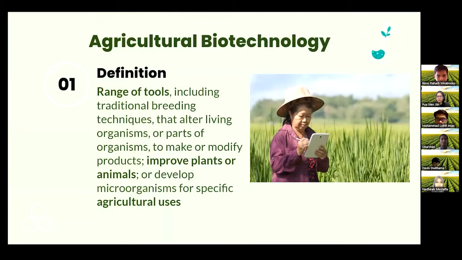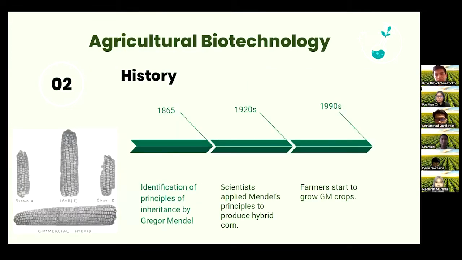Next, we're looking through the history of agri-biotech. Agriculture has been practiced for a long time. Over thousands of years, farmers practiced conventional breeding to improve crops by selecting desirable traits. In 1895, Gregor Mendel's significant discovery revolutionized agriculture. In the 1920s, scientists applied Mendel's principles to produce hybrid corn. So this is the picture of the hybrid corn. In the early 1990s, farmers started to grow GM crops.